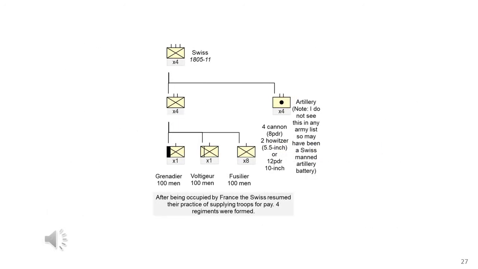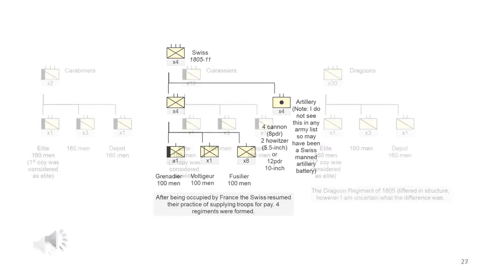In addition to the French line infantry, the Swiss provided 4 regiments until 1811, organised basically in the same manner as French line infantry, at least at the battalion level. However, each regiment consisted of 4 battalions instead of 2, so they were quite large, and they apparently had attached or permanently attached artillery.